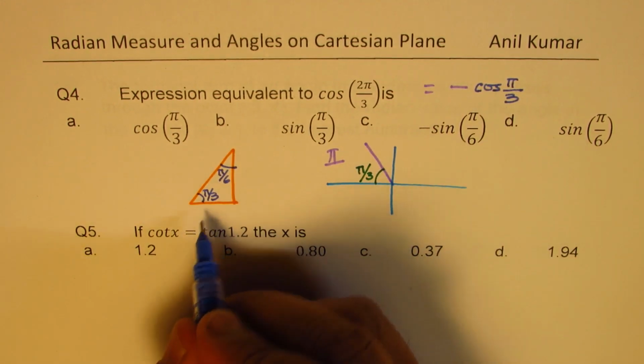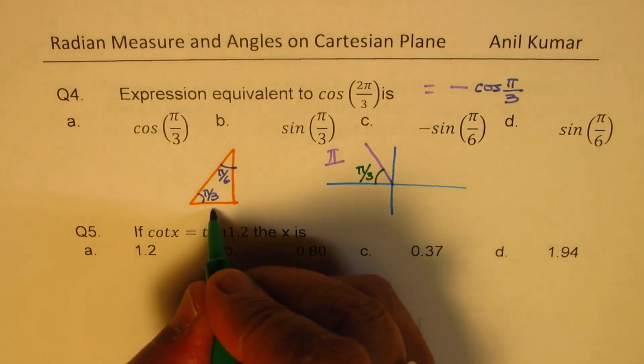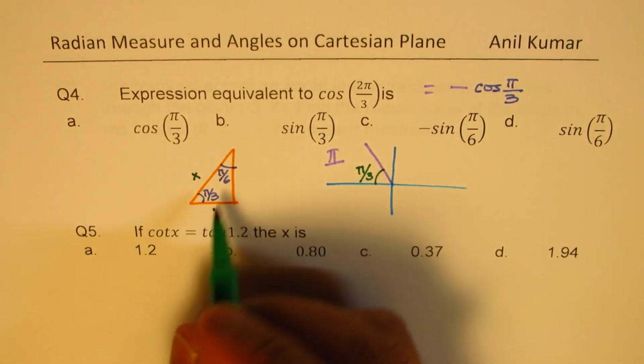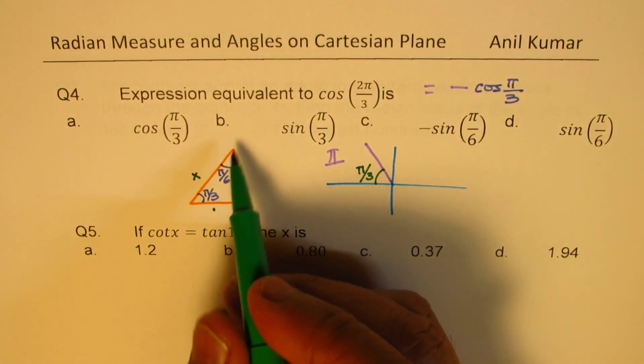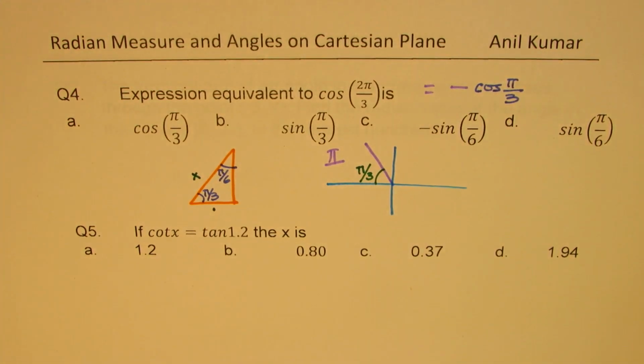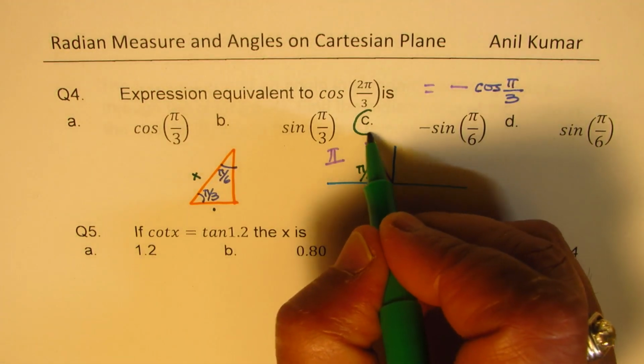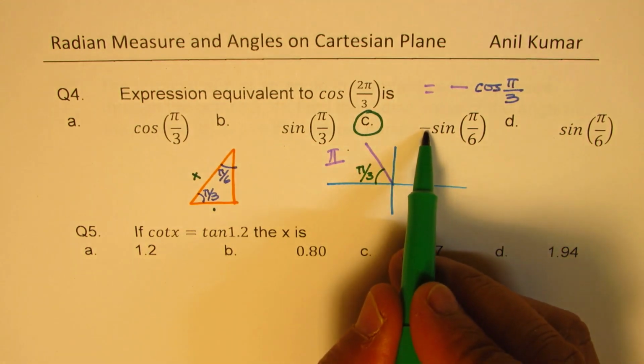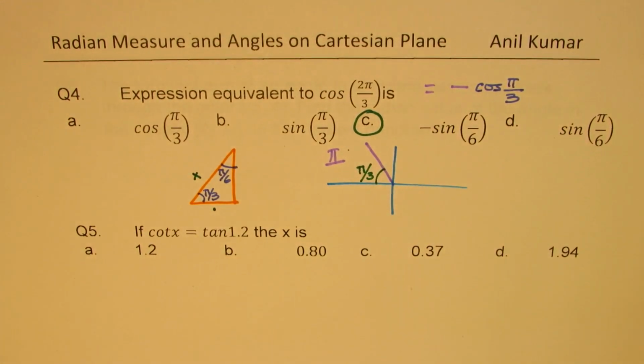See, pi by 3 is the ratio of this side over that side, correct? Now, if you look from the sine point of view, then pi by 6 is the right answer, correct? So again, we get option C as the right option, negative sine pi by 6. Is that clear to you?